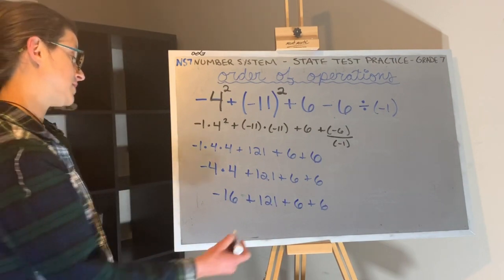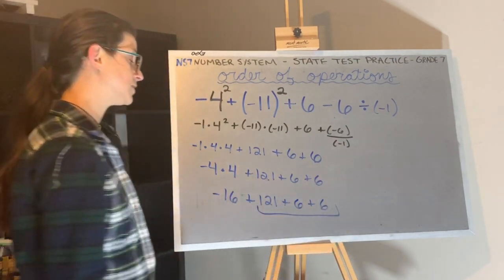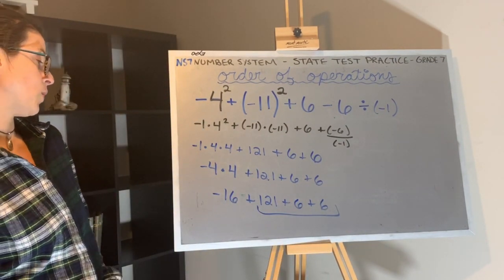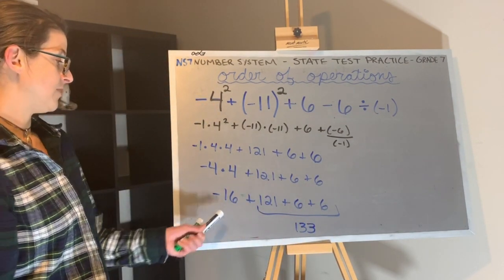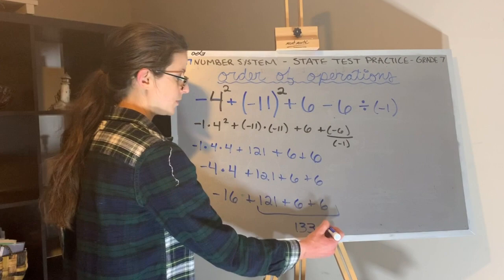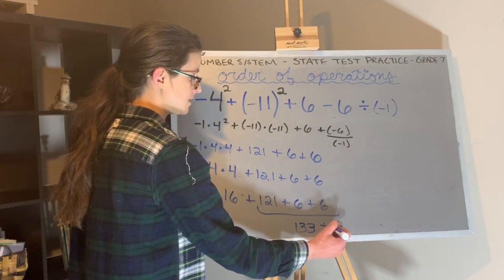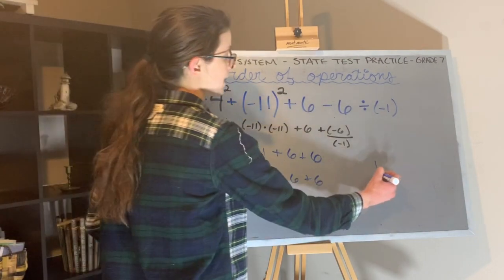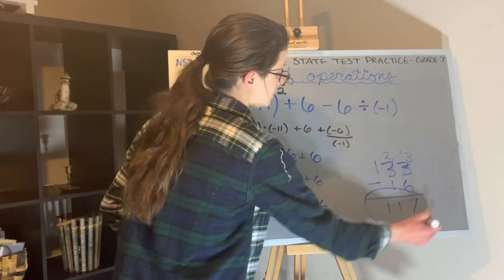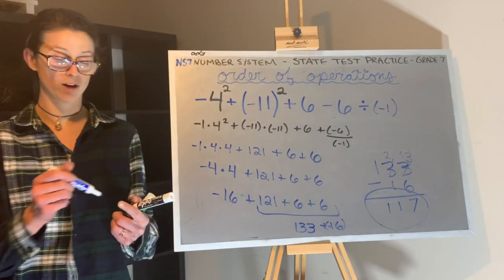And now I have the sum of these three positive numbers. So 6 and 6 is 12, so I get 133. And then I'm going to write plus -16 to the right, so I can think of it more as 133 minus 16. And in this case, my answer is 117.